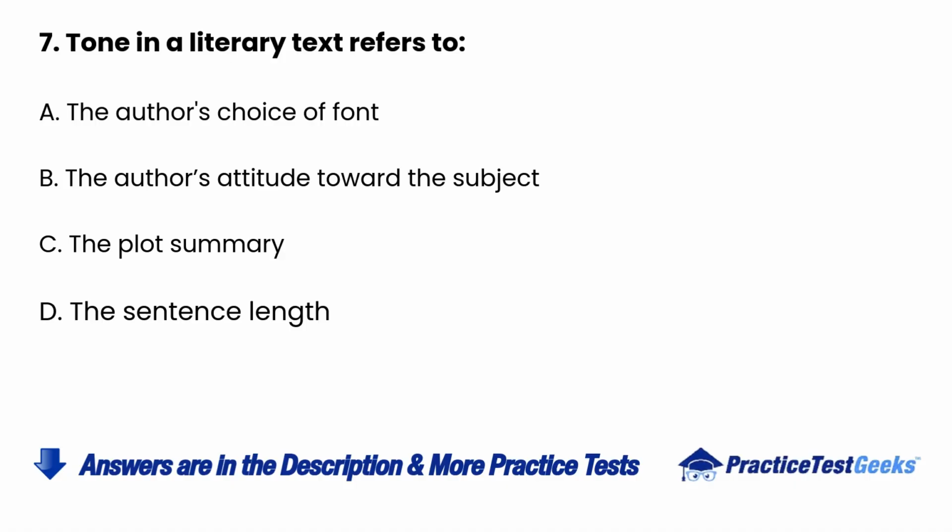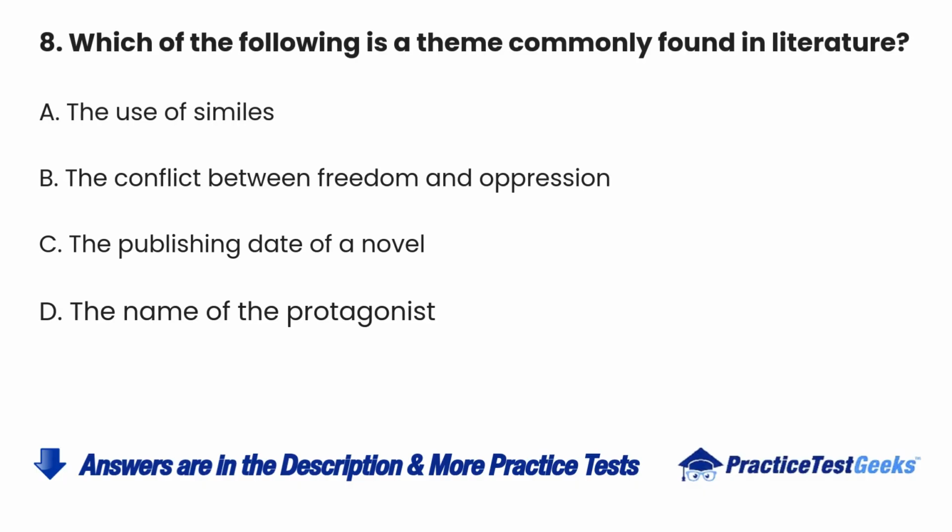7. Tone in a literary text refers to a. The author's choice of font. b. The author's attitude toward the subject. c. The plot summary. d. The sentence length.